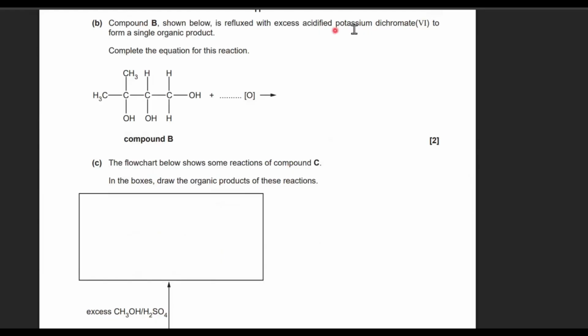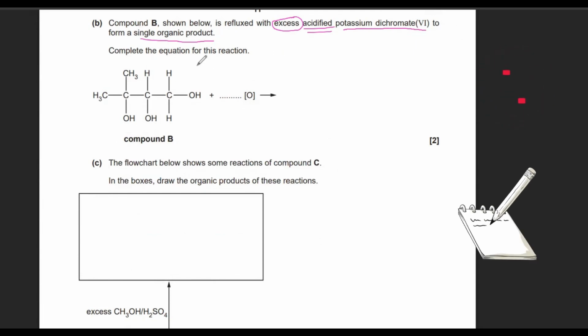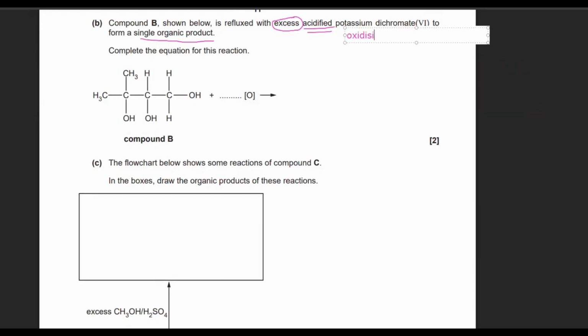Okay, compound B, shown below, is refluxed with excess acidified potassium dichromate to form a single compound. Complete the equation for this reaction. So once again, grab your paper, grab your pen, you're going to pause the video and have a go. What is compound B going to become if we completely oxidize all of the OH groups to their maximum because we're refluxing? So let's look at the first OH group.